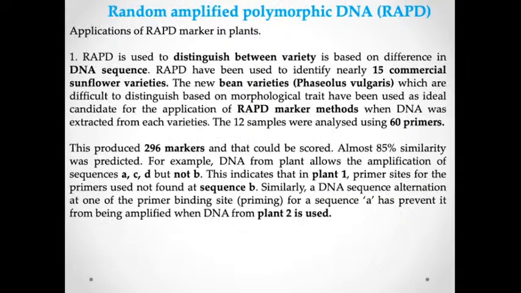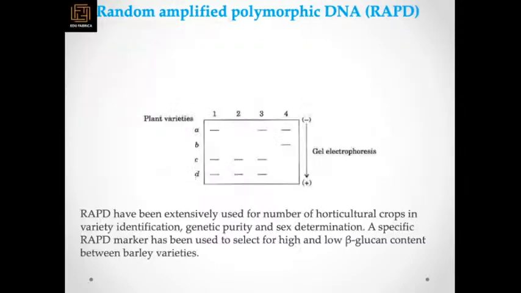Here you can see, for example, that DNA from plant 1 allows the amplification of sequences A, C, D, but not B. This indicates that in plant 1, the primer sites for the primer used are not found at sequence B. So A, C, D could be amplified with the help of primers, but B couldn't be found.